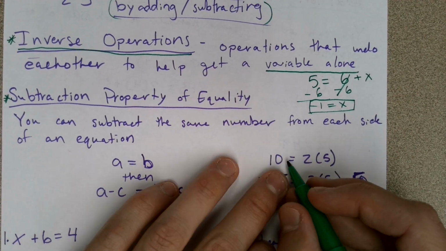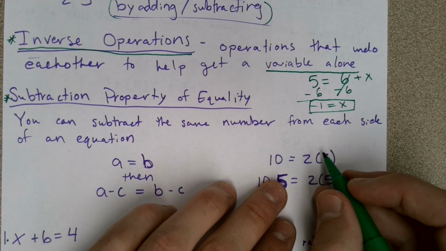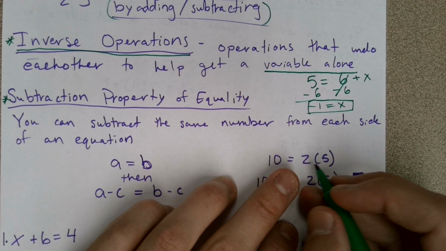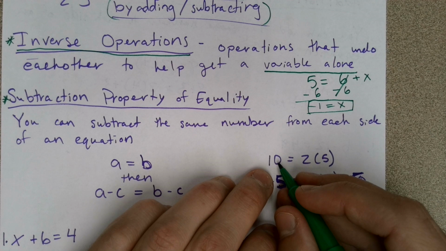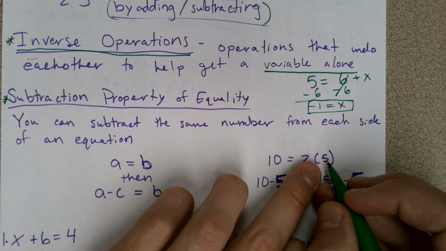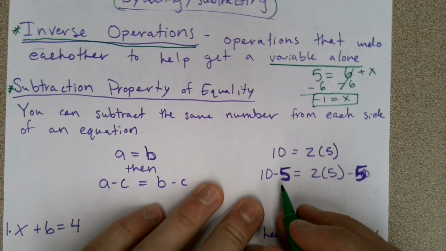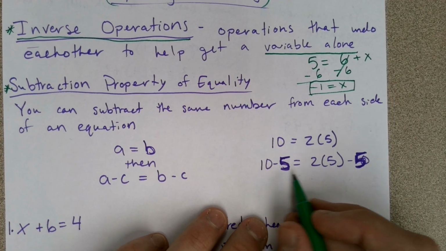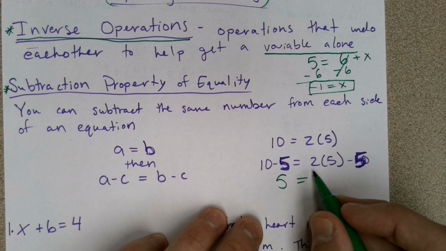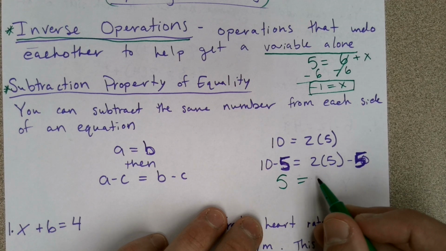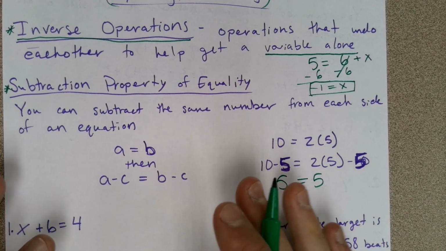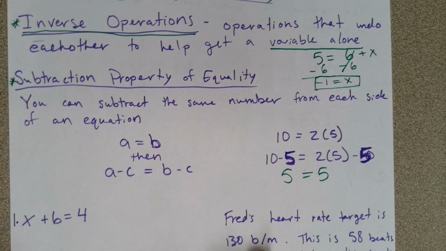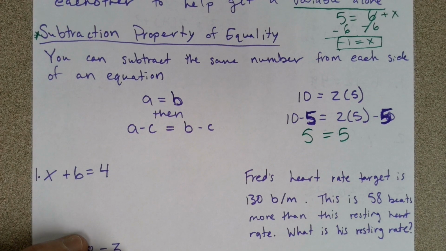For example, if we have 10 equals 2 times 5, we know that each side is equal to each other. 2 times 5 is 10. So what we can do is, if we want to, we could subtract 5 from each side, and it'll still be true. 10 minus 5 is 5, 2 times 5 is 10, minus 5 is 5. We're allowed to subtract from each side as long as you do it to both. Whatever we do to one side, you have to do to the other. That's the important thing to remember here.